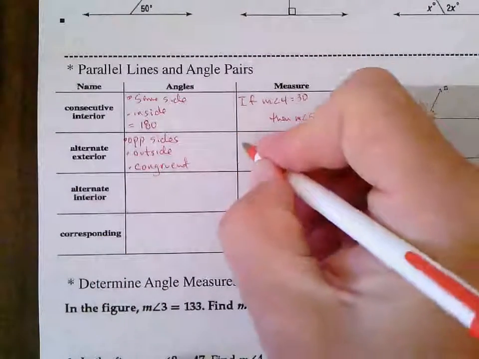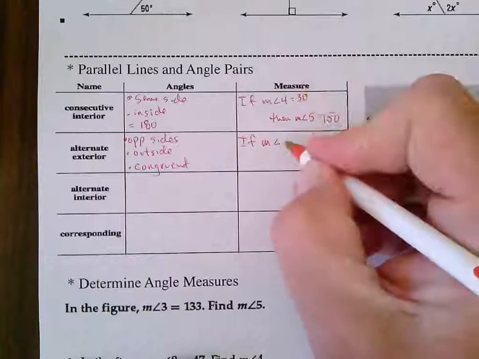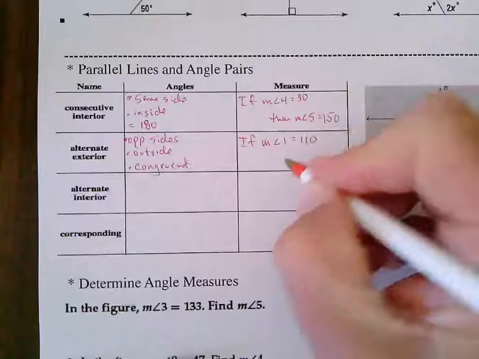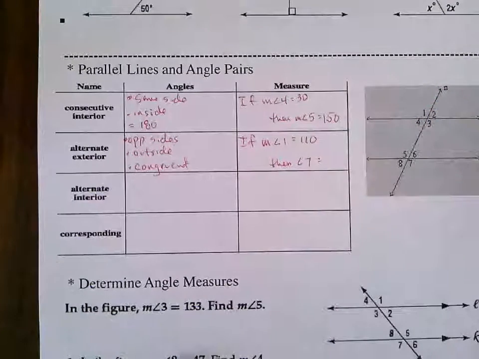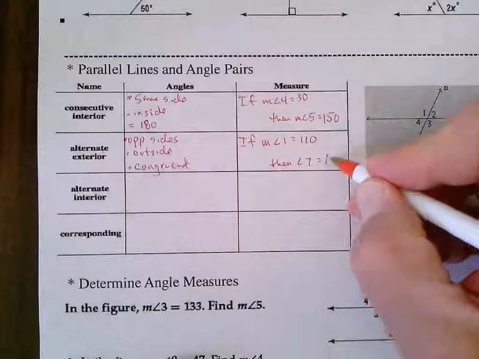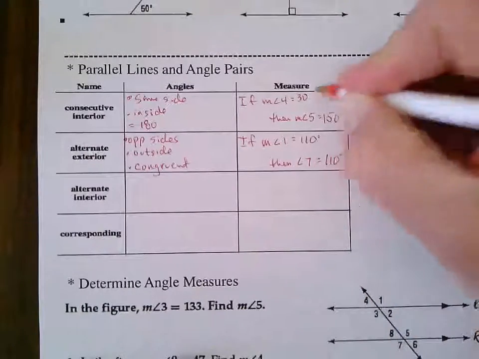So if the measure of angle 1 equals 110, then angle 7 equals, okay, well here's 1. That's on the outside. The alternate exterior of angle 1 would be angle 7. And since they are alternate exterior, they have the same measure. So that means angle 7 also has to be 110 degrees. These are all degrees, by the way.